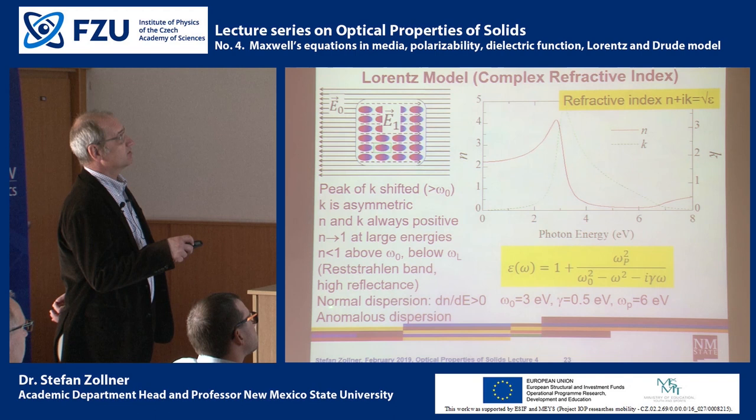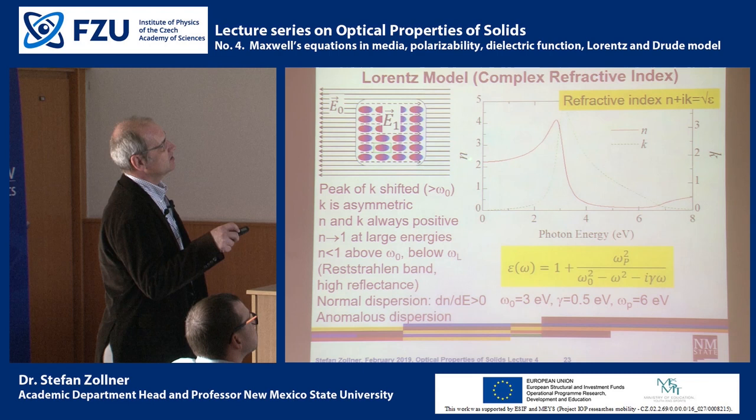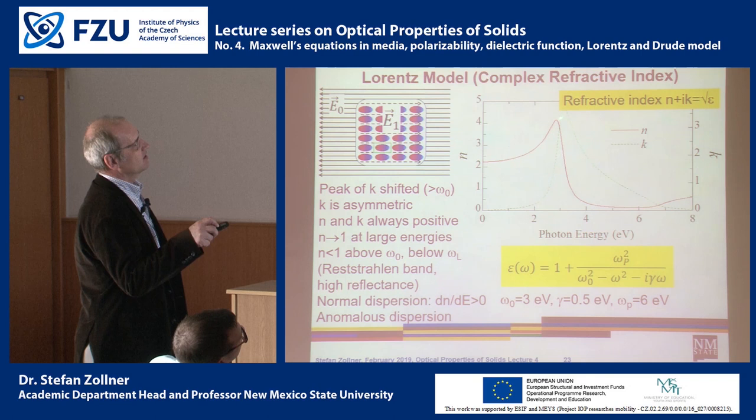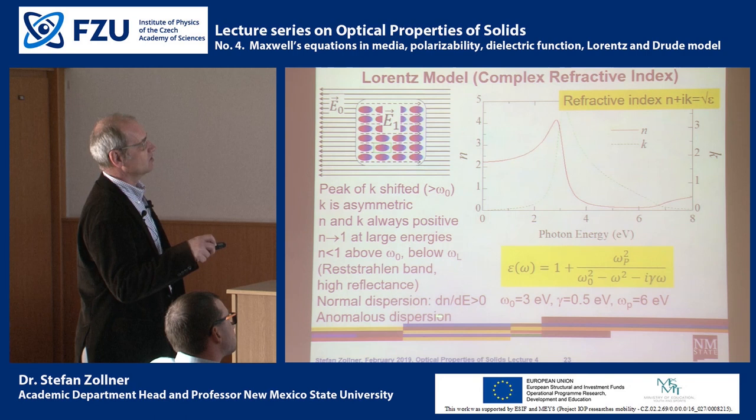Sometimes people talk about normal dispersion and anomalous dispersion. Normal dispersion means that the refractive index increases as the energy increases, so the derivative of the refractive index with respect to energy is larger than 0. Below the resonance frequency, the refractive index increases. This is normal dispersion. Then from the resonance frequency, the refractive index decreases. That's known as anomalous dispersion. And then it increases again.